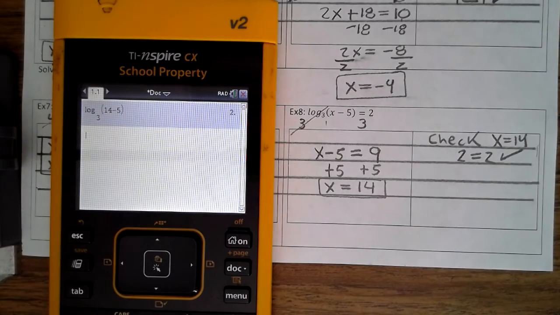So it checks. Okay, so if you would, go ahead and finish up your examples and start working on our assignment, and have a wonderful Wildcat day.